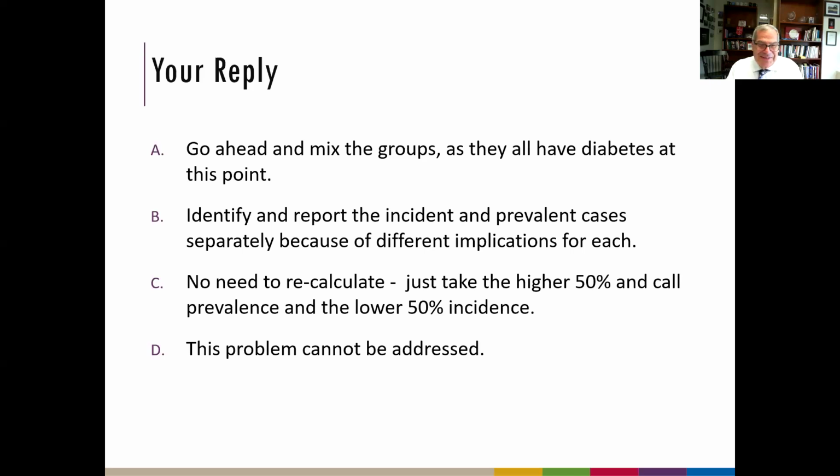I only put C in there, and some people think I made that up. I didn't. I saw somebody do this one time. They just put everything. You don't need to recalculate it. They just ranked these rates, and the highest ones were the prevalence, and the lowest ones were, no pattern to it at all.